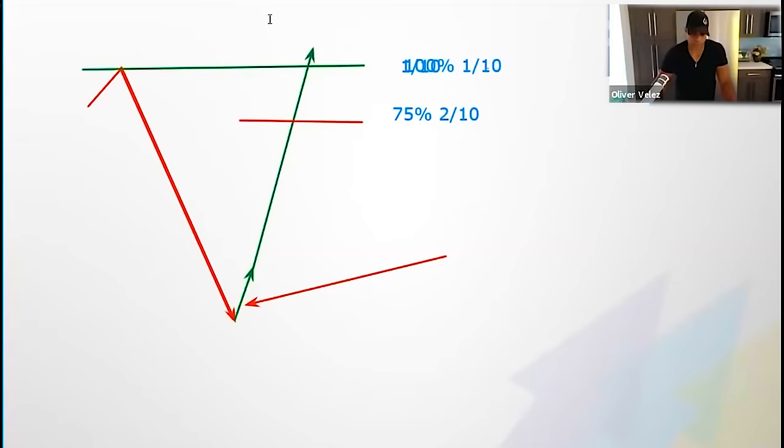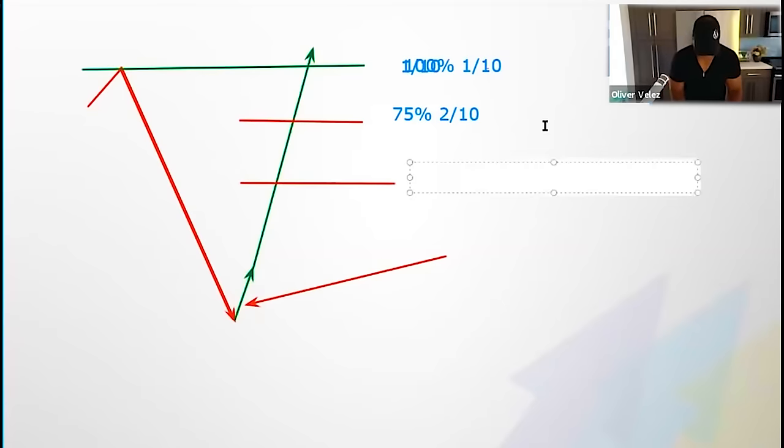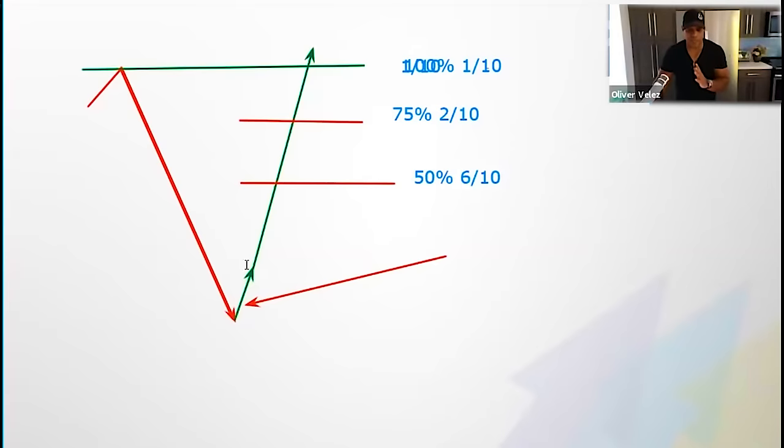Now check this out. Something interesting happens here at 50%. Now your numbers go big. At 50%, your numbers go 6 out of 10. Wow. So 6 times out of every 10 tries, the bounce back up after a decline will retrace 50% of the decline.